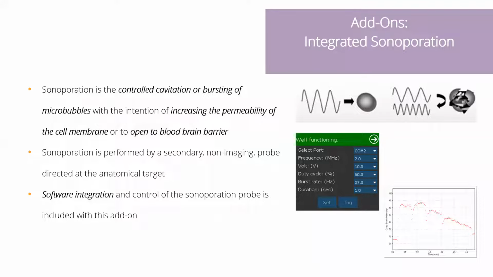There is a sonoporation probe which can be integrated into the system, and the software allows you to fully control how that sonoporation probe is performing. And so this is just simply an example of the contrast signal over time in a specific region of interest. And we can see these dips, and this is going to be the area where the sonoporation probe was pulsed to cause cavitation of the microbubbles and therefore destroy the microbubbles and decrease that signal intensity from them.